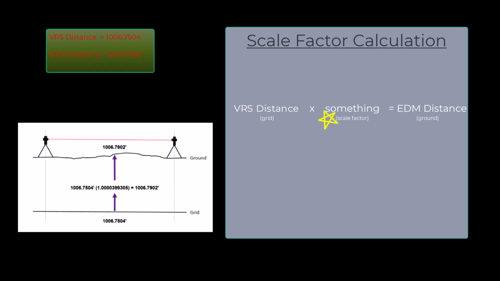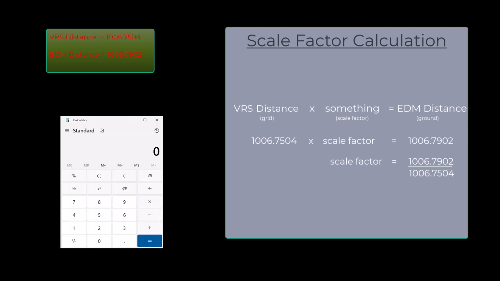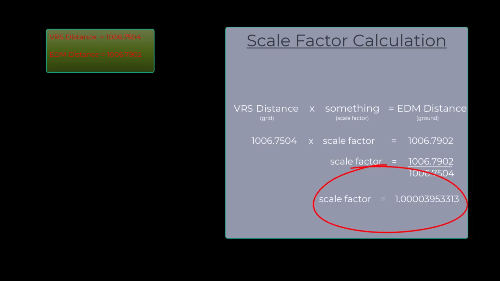If we fill in the equation with our known distances, we can do some simple algebra to find the scale factor. Now that we have the scale factor, we are ready to localize.